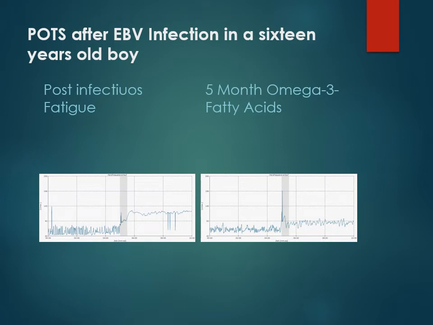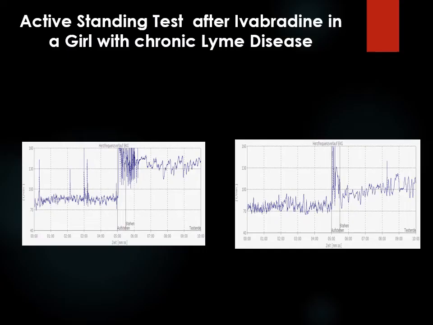I now demonstrate some cases. This is a boy after mononucleosis who developed fatigue and showed clear postural orthostatic tachycardia syndrome at the beginning, and after 5 months of omega-3 fatty acid, the POTS is gone. It's a long time, and it is unclear what happens if the boy didn't receive it.